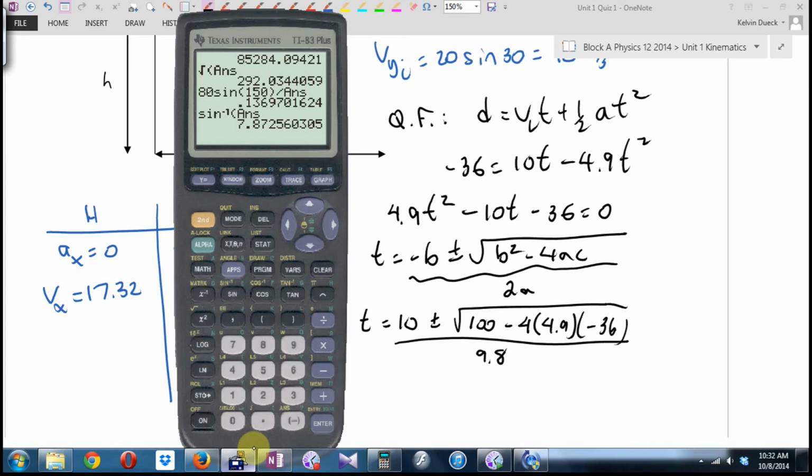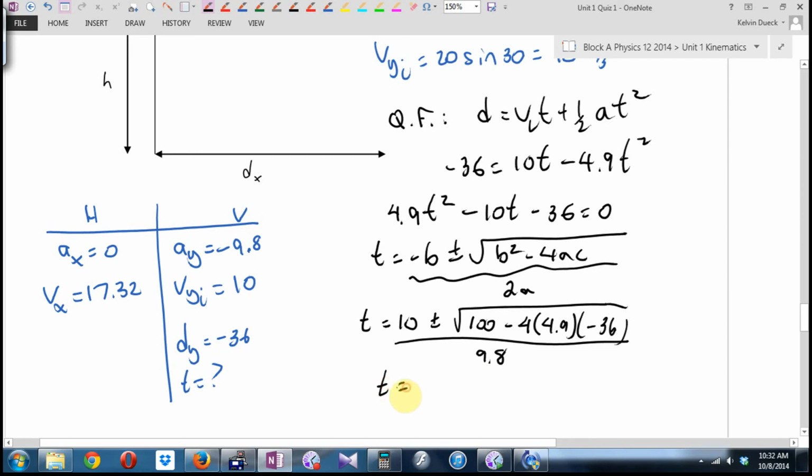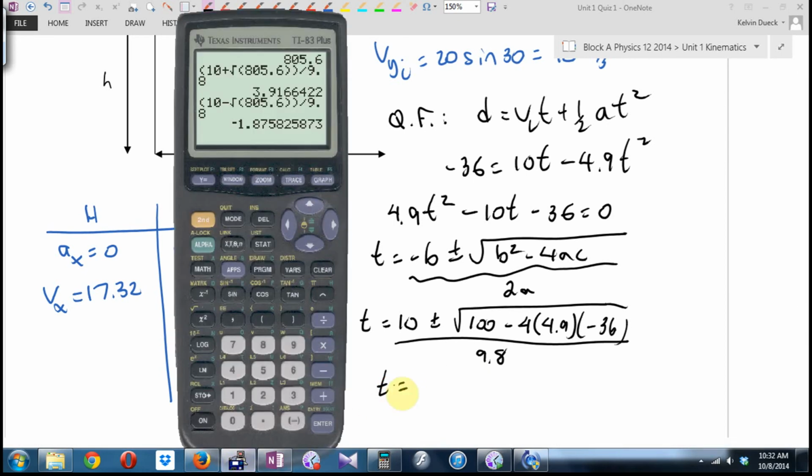Inside, when I do the quadratic formula, I do what's inside the square root first. So 805.6. So it's going to be bracket 10 plus the square root of 805.6. Close off the square root, close off the very top, divided by 9.8. One root is 3.9166. And the other root is, so I get t equals 3.917.